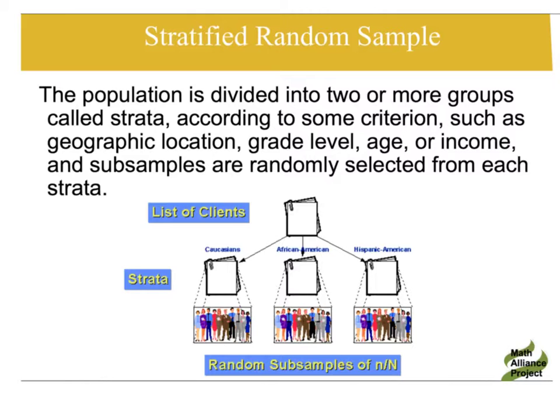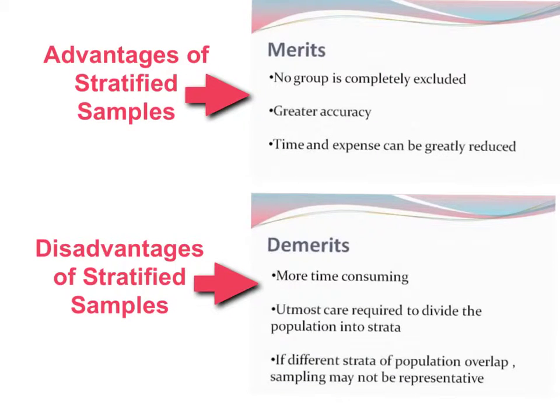So the population is divided into two or more groups according to some criterion. Some examples are geographic location, grade level, age, and income, and subsamples are then randomly selected from each of these strata. There are advantages and disadvantages of stratified samples.